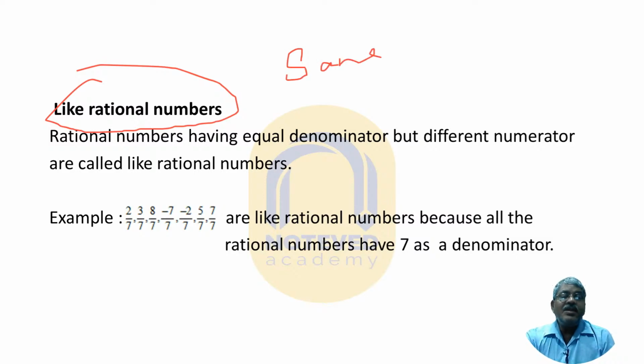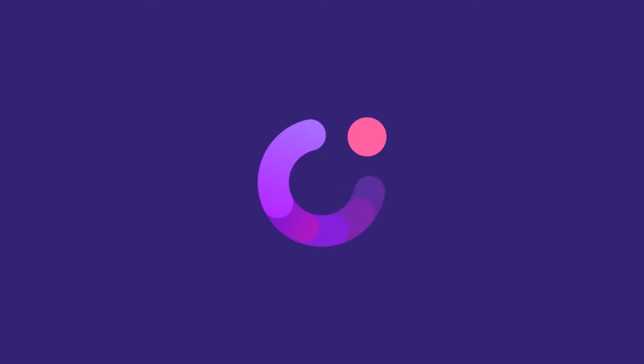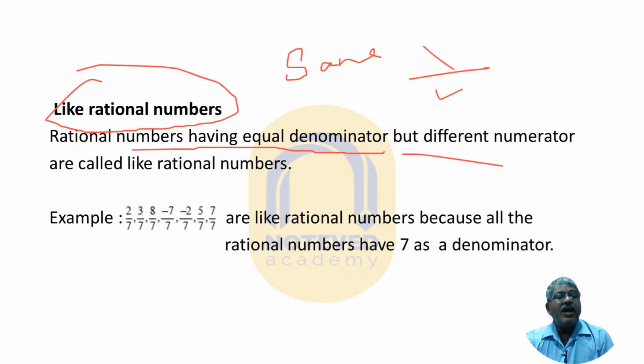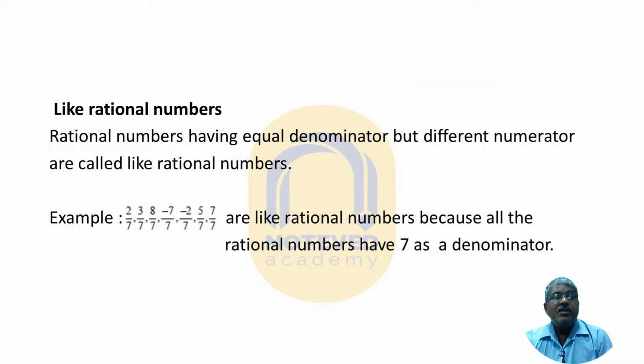Rational numbers having equal denominator but different numerator are called like rational numbers. Here you see, I am giving some examples, but the denominators of all the rational numbers are 7. I am writing 7 right here. You can write any numbers.